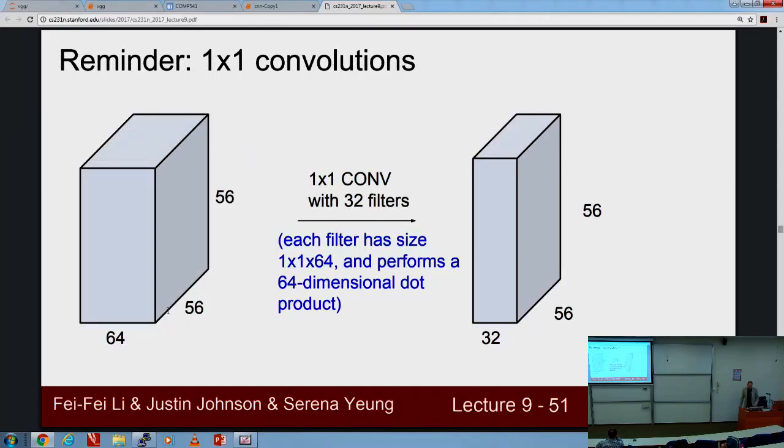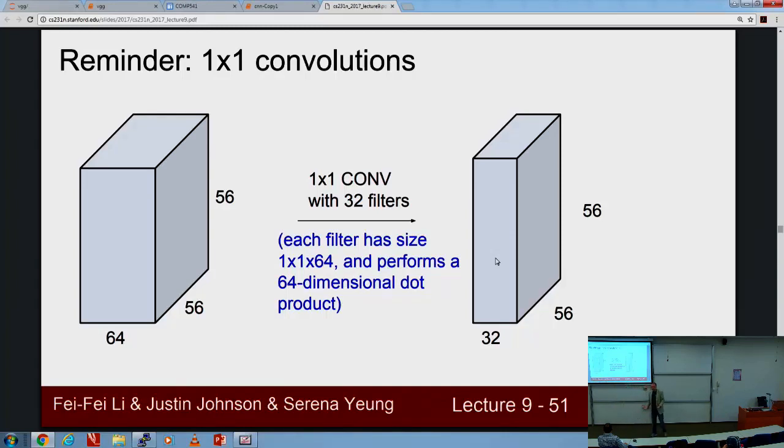So here's an example. If I start with 56 by 56 that has 64 channels, and apply a 1 by 1 convolution with 32 filters, I basically get the same-sized output with 32 channels. Any questions about this? Can we shrink them to any other number? Yeah, because you decide how many filters you have, right? So if you have 32 filters, the channels will be 32. That's a number that you're basically putting there.